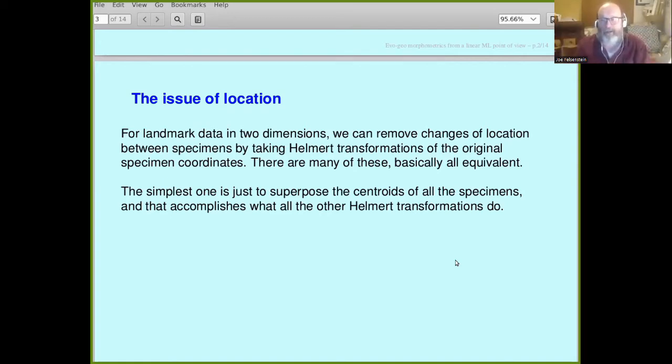But what it amounts to in the end is that the easiest way of dealing with it is to take your XY coordinates and get the centroid of the specimen, which is to say the mean of all the X's and the mean of all the Y's, and that gives you the centroid. And if you take all of your specimens and superpose their centroids, then that takes care of the issue of translation.